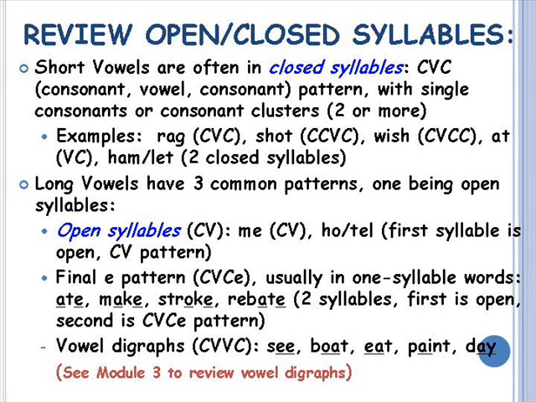Let us review open and closed syllables discussed briefly in Module 2. Short vowels are often in closed syllables. Closed syllables are syllables that end in a consonant phoneme. Long vowels have three common patterns, one being open syllables. An open syllable is a syllable that ends in a vowel phoneme.